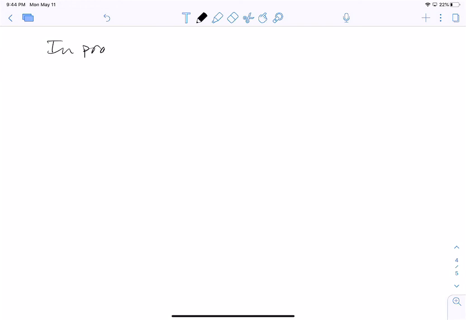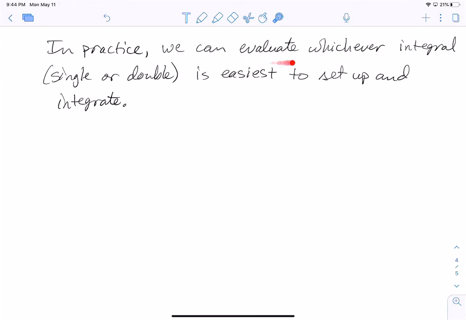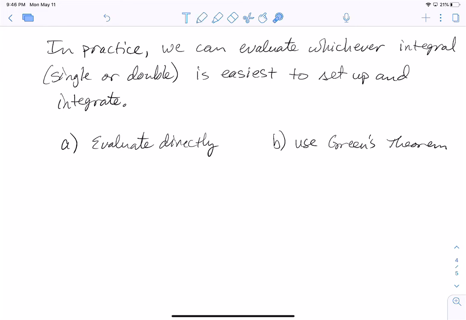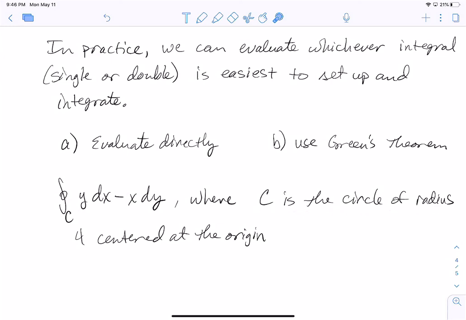In practice, we can evaluate whichever integral, either the single one or the double one, is easiest to set up and integrate. For our first example, we're actually going to do it both ways. We're going to evaluate an integral directly, and then we are going to use Green's theorem. The integral is the integral over the positively oriented curve C of y dx minus x dy, where C is the circle of radius 4 centered at the origin.